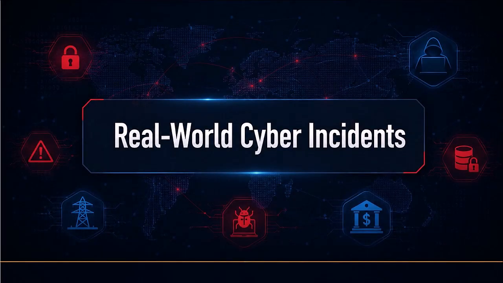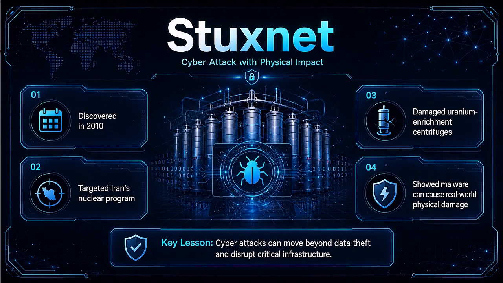To understand the true impact of cyber attacks, let's look at a historical example, Stuxnet. Discovered in 2010, this highly sophisticated malware targeted Iran's nuclear program. It was designed to manipulate the rotational speed of uranium enrichment centrifuges, ultimately damaging roughly 1/5 of them. The key lesson here is profound. Cyber attacks are not just about stealing data. They can cross over and cause severe, real-world physical damage.